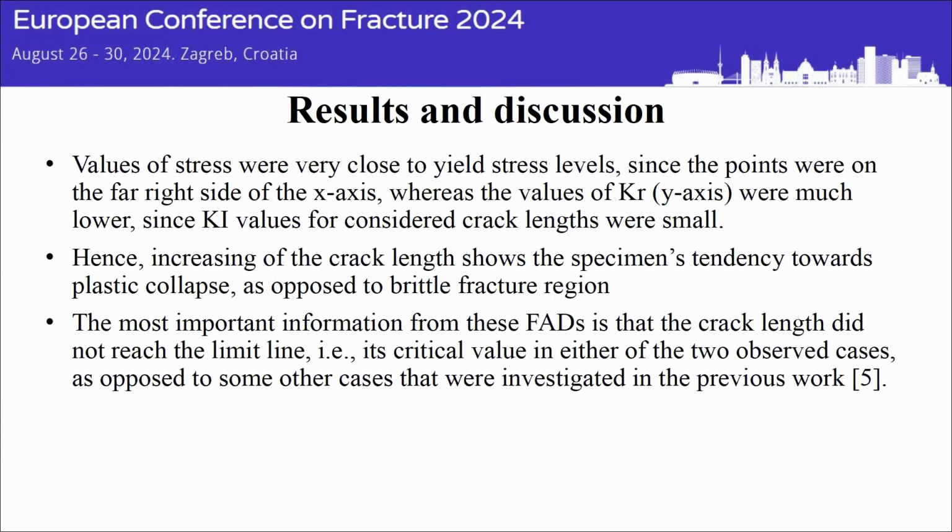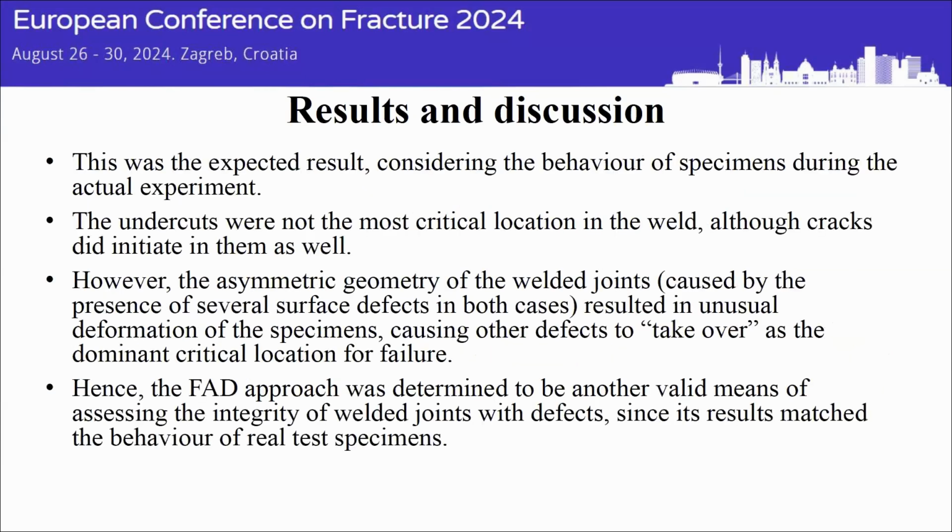Of course, what's the most important here, like I already pointed out, is that none of these defects would reach the critical crack length or cause any of the failures. Which is what we expected, because this was also the behavior that was obtained during the actual experiments. In some cases, cracks would start to form in this exact location, but because of the geometry and the asymmetry, the whole specimens would deform in irregular ways and eventually even cause compressive stresses, and the stress concentration would simply shift to a different defect and cause it to fail elsewhere.